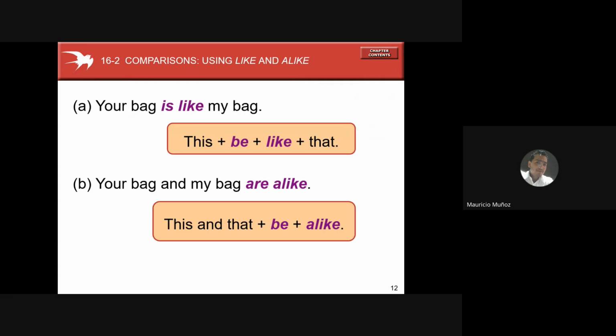So in letter A, we have your bag is like my bag. You see? So we use the verb to be in the present. And in letter B, we also use the verb to be, but this is a little bit different because the word alike, we should place it at the end of the sentence. This and that, plus the verb to be and plus the word alike. So your bag and my bag are alike.